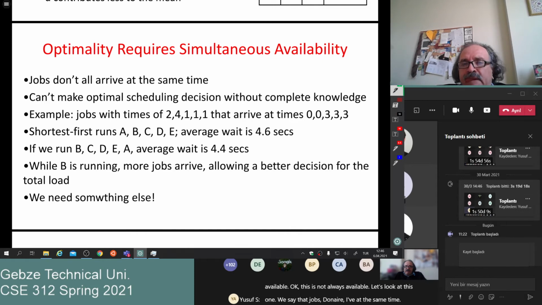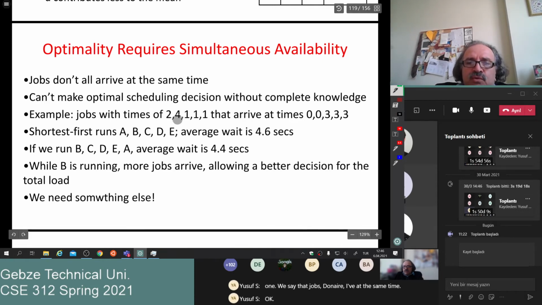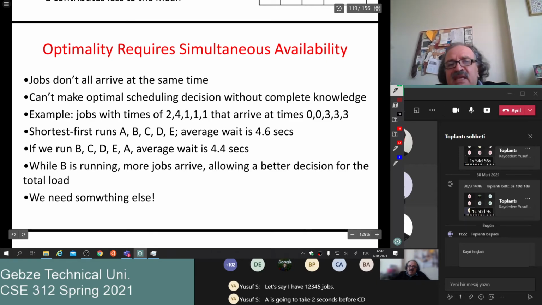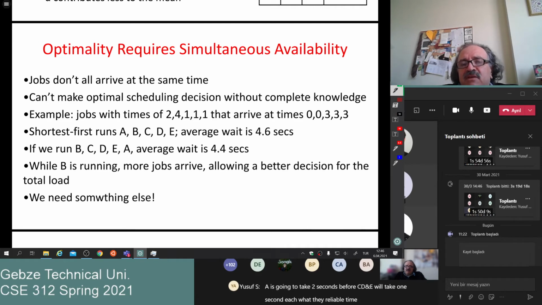Let's say I have 1, 2, 3, 4, 5 jobs. A is going to take 2 seconds, B 4, C, D, and E will take 1 second each. But their arrival time is different. Process A and process B arrived at time 0, at the beginning. While I am running these, processes C, D, and E arrived at time 3.